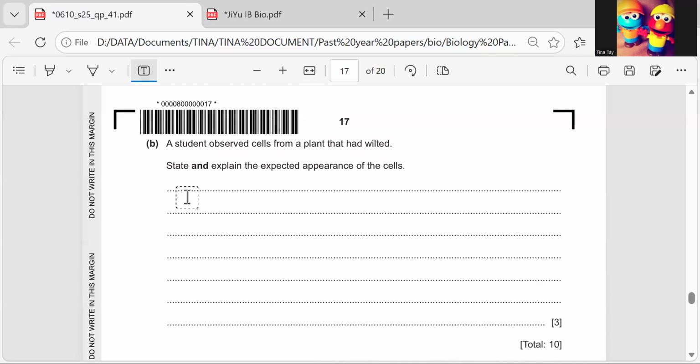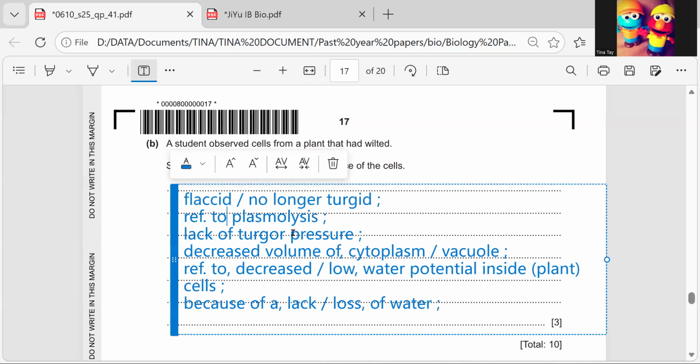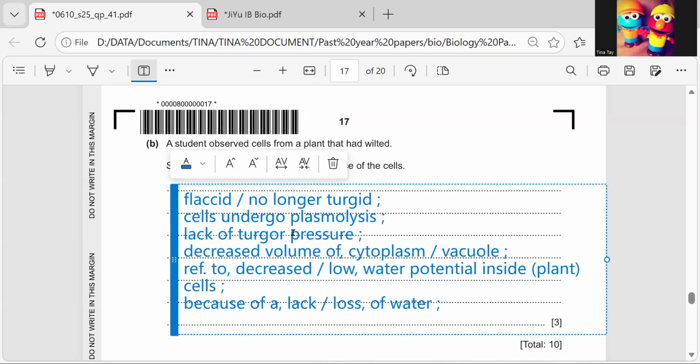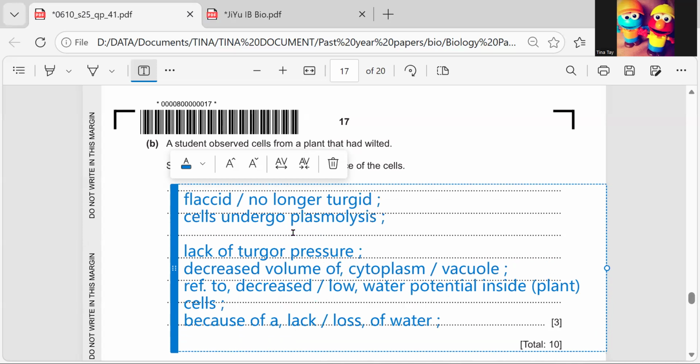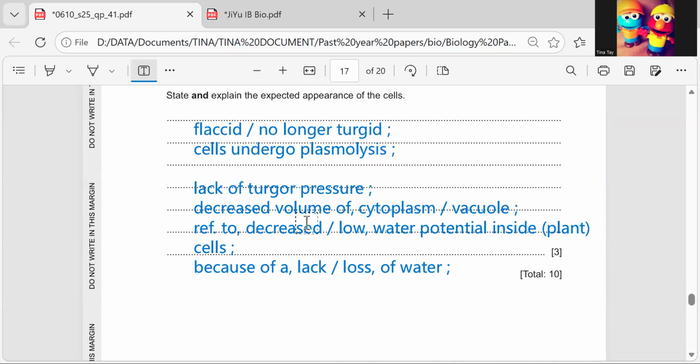So explain the expected appearance when they have wilted. When they have wilted, they are flaccid. Cells undergo plasmolysis. They lack turgor pressure, with decreased volume of cytoplasm or vacuole, and less water potential inside the plant due to lack of water. Okay, any of this is read. Please count your marks.